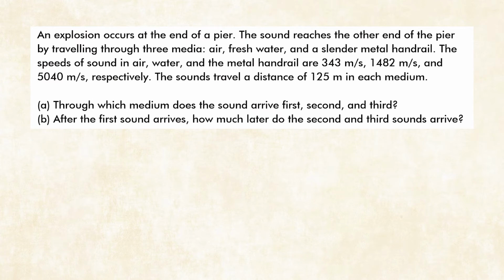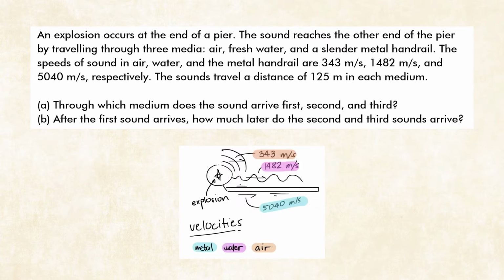Today, we will be talking about a problem involving the speed of sound in different media. An explosion occurs at the end of a pier. The sound reaches the other side of the pier by traveling through three media: air, fresh water, and a slender metal handrail. The speeds of sound in air, water, and the metal handrail are 343 meters per second, 1482 meters per second, and 5040 meters per second, respectively. The sound travels a distance of 125 meters in each medium.